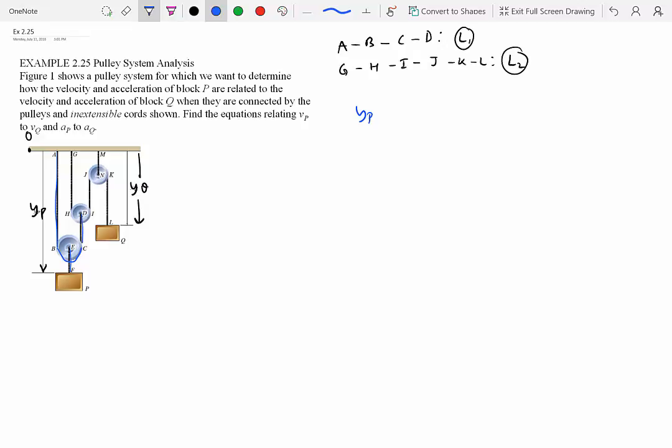So what is CD? CD is actually nothing but YP minus EF minus the distance from here to here, right? But is this distance going from G to H fixed? It's not, because the pulley is moving up and down.